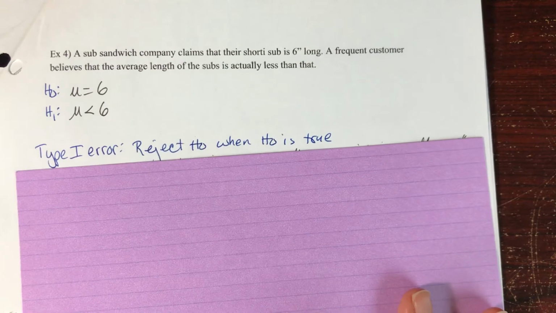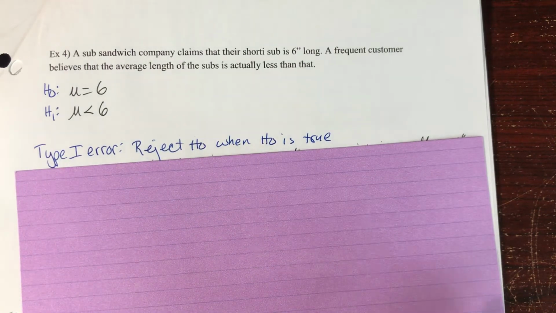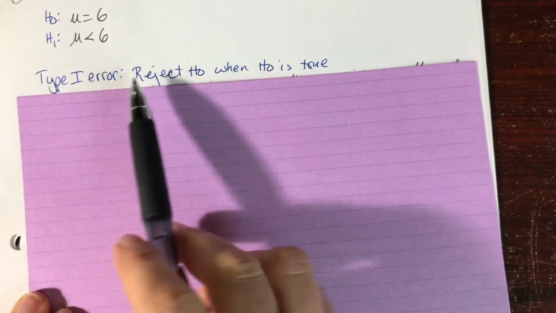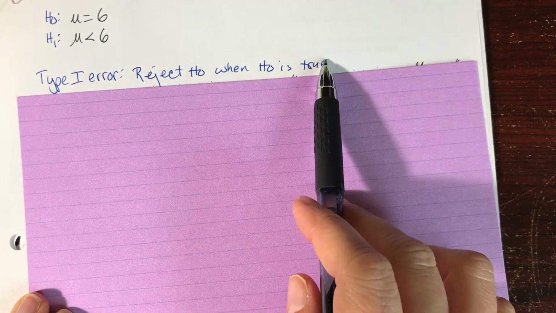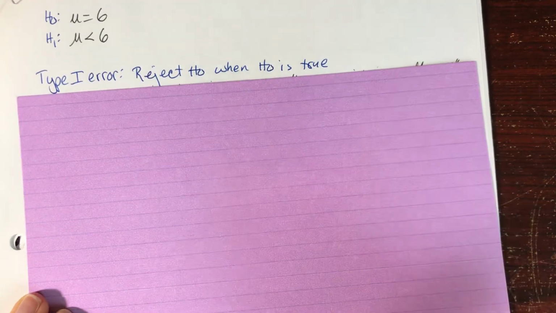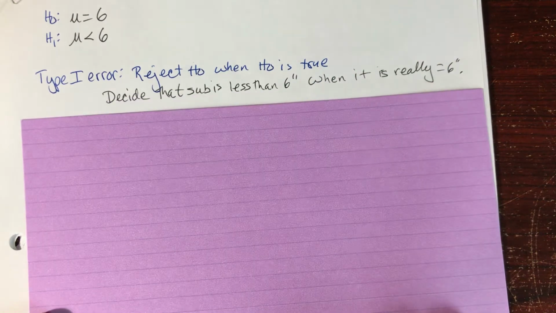So right now you should be trying these on your own, okay? So try this on your own. Type 1 error. You reject the null when the null is true. So how would you write that in the context of the problem? Decide that the sub is less than 6 inches when it is really 6 inches.